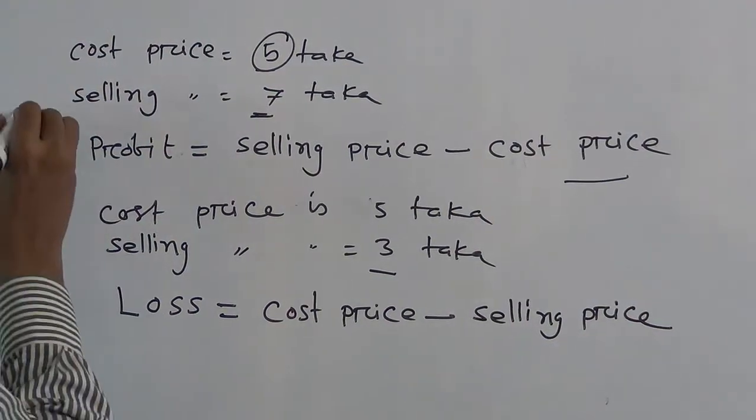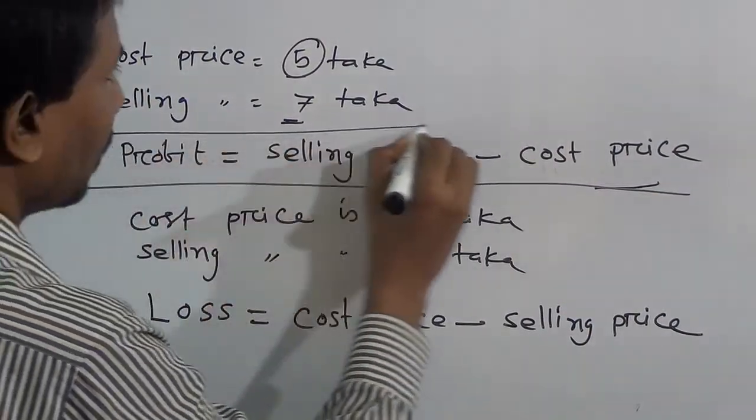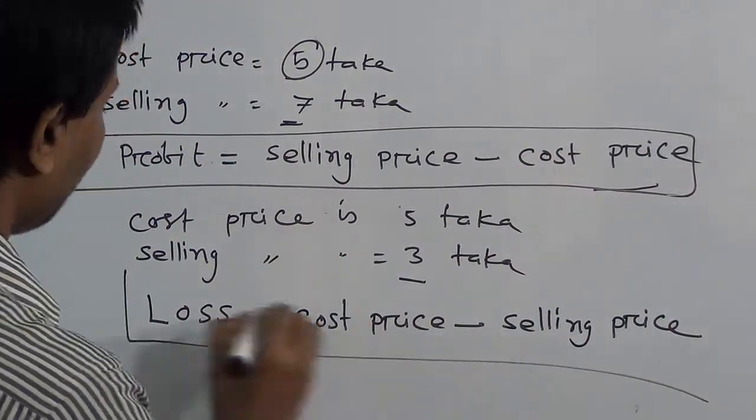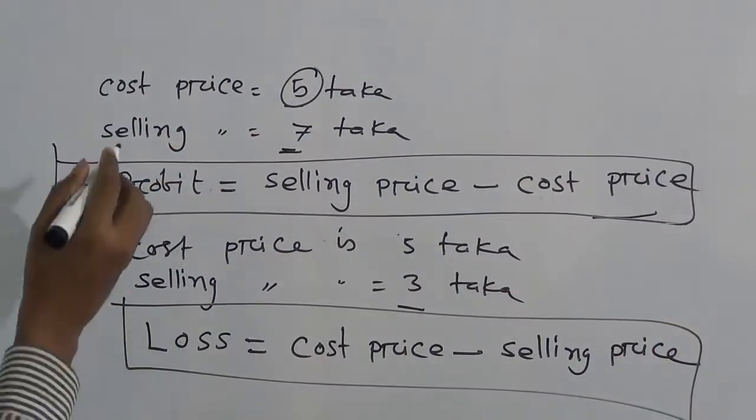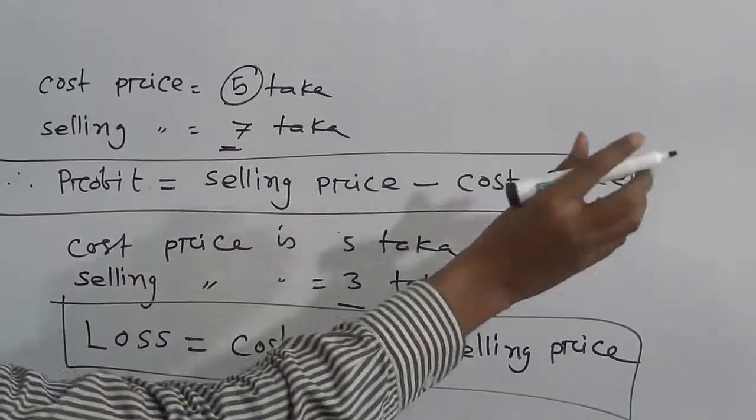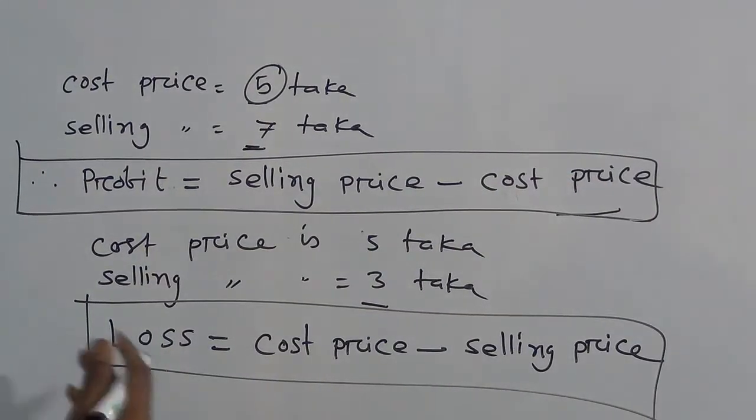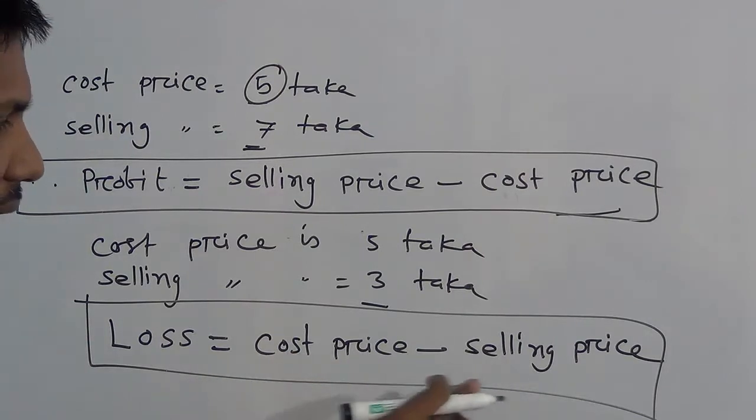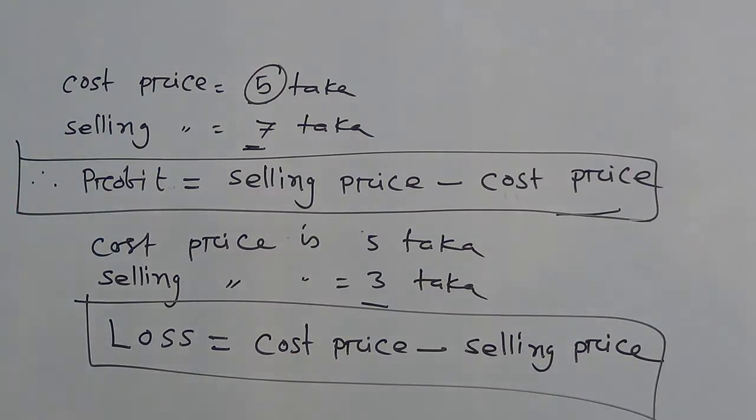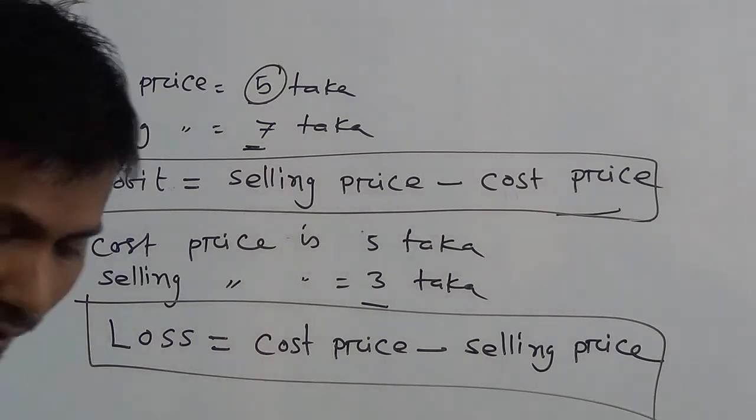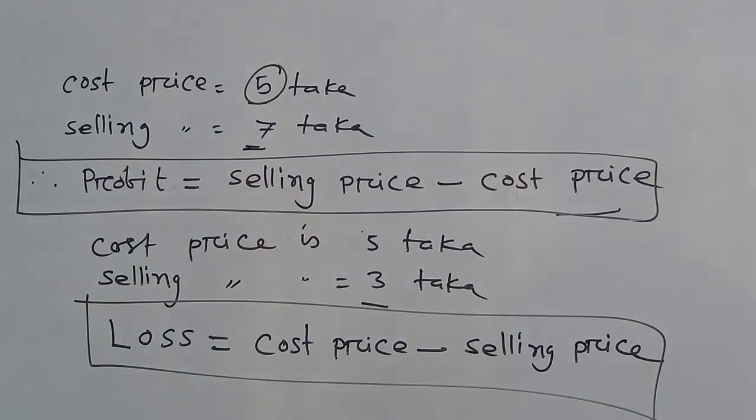That means this is the formula, and this is the formula. Profit equals selling price minus cost price, and when there is loss, the loss formula is cost price minus selling price. Remember, profit or loss should always be calculated on the cost price. Remember it.